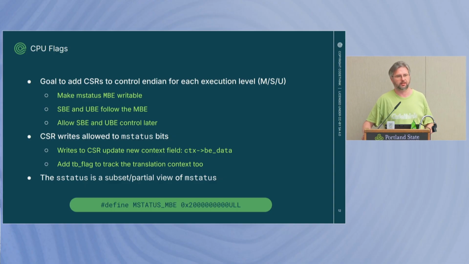So once we got the CSR writes, we can then go, okay, if this is updated, we now need to change the context that QEMU is using to run the code. So we have a new context field called BE_data, which also requires the translation block that QEMU is using to create native code from this to also have that. Again, S-status is a partial view, so we just really needed to change M status initially.